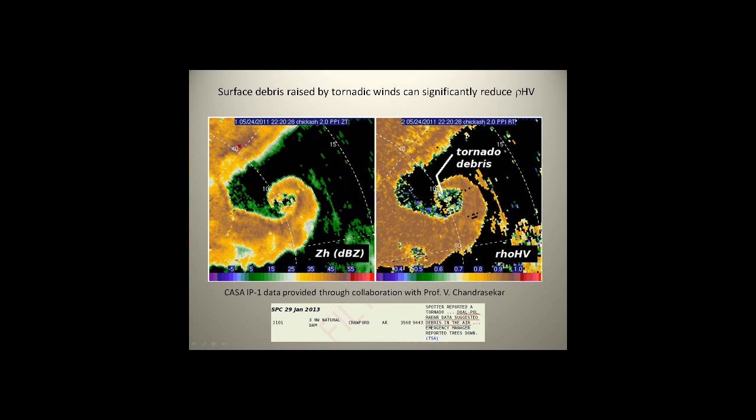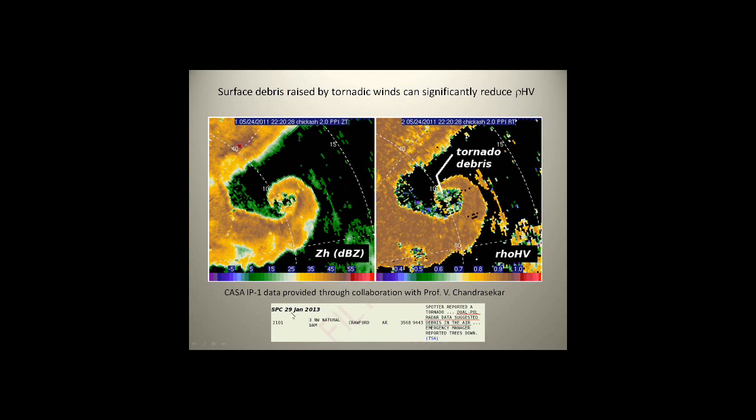And numerous research investigations have related this low correlation signature in the hook echo to debris that's being lofted from the ground up to where the radar can see it. So you can imagine if we talk about particles of different sizes and shapes and orientations, lowering the correlation, flying roofing material and building components and so forth are quite diverse and very drastically lower the correlation.